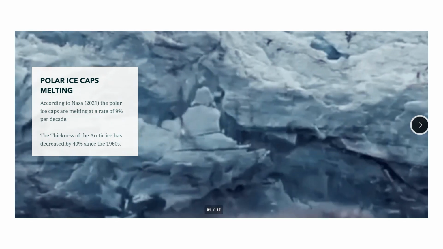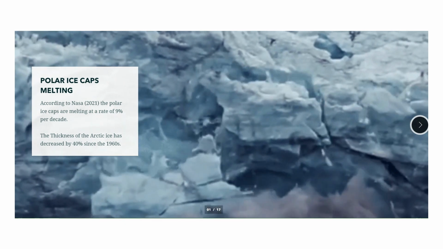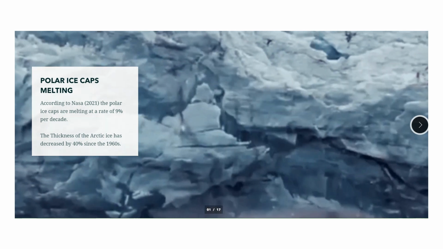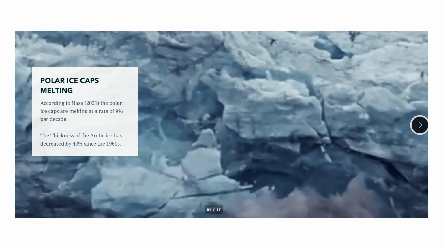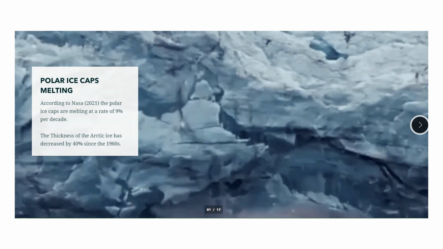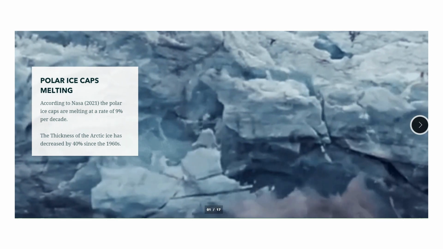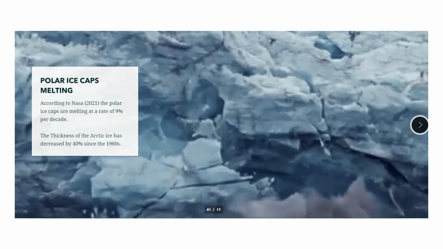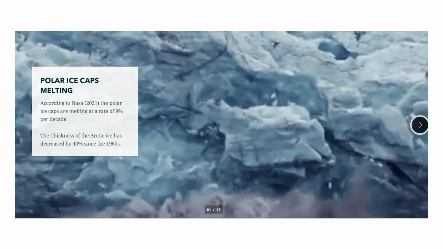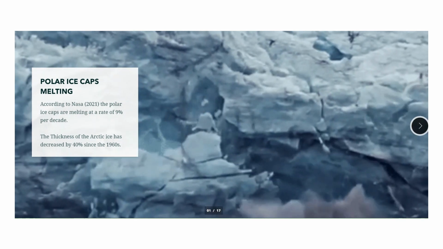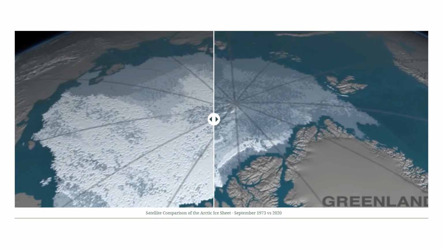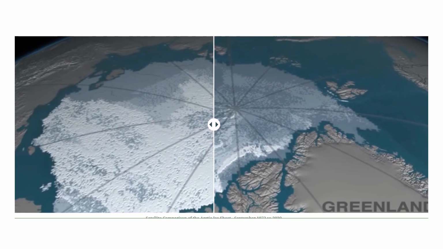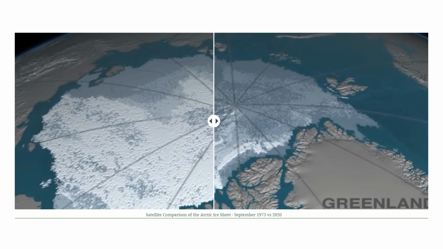Going back to our poem and our illustrations that we have used to provide our audience with information about the impacts of climate change, here we have an illustration of a glacier melting, and we've also provided the reader with some information about the rates at which this is happening. In addition to this image, we've also produced a satellite image of the changes in the Arctic ice sheet between 1973 and 2020.